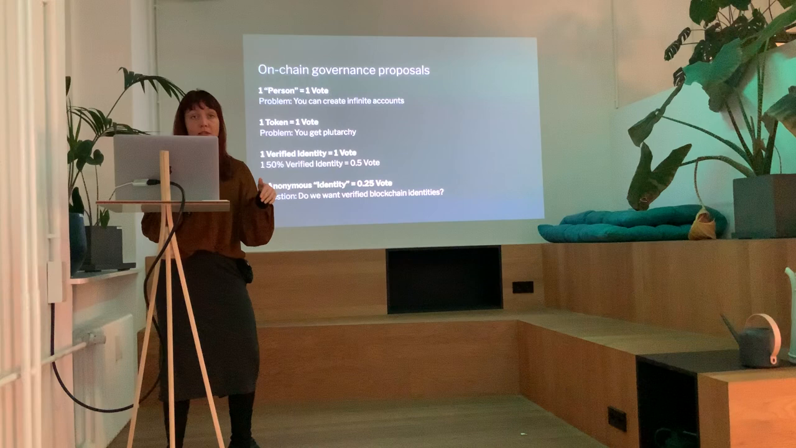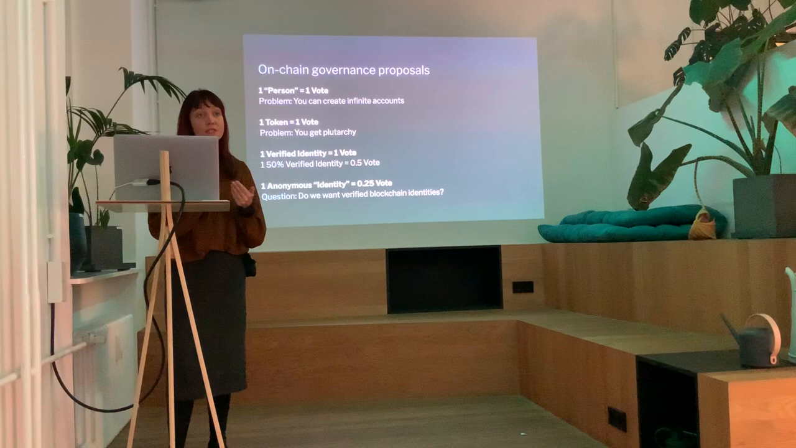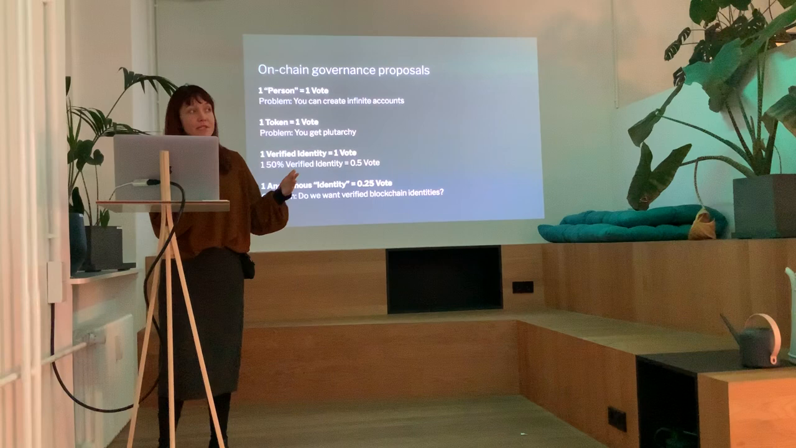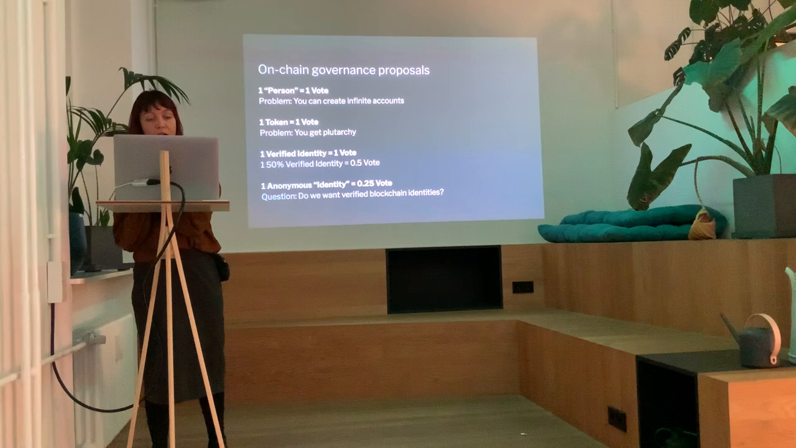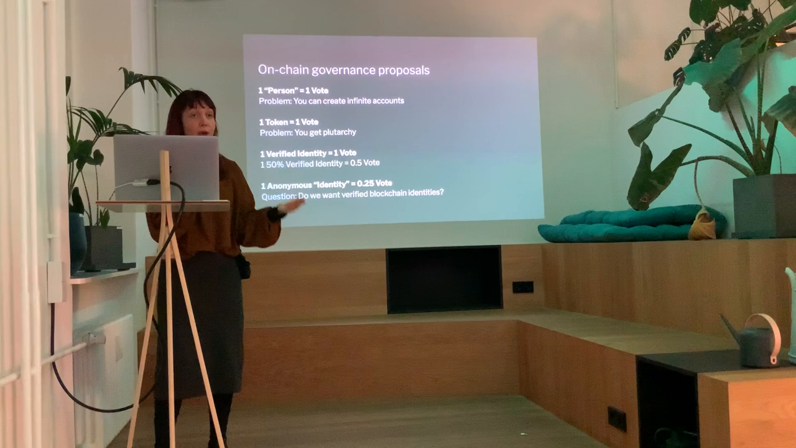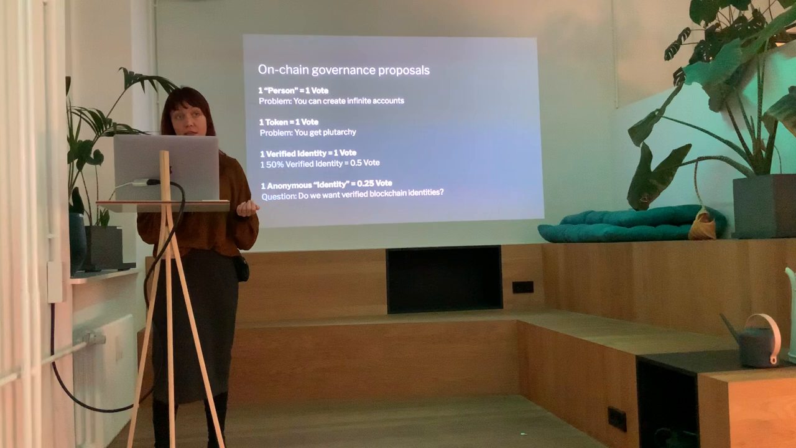And then, how do you fix the Sybil resistance problem, like people creating a ton of different identities? You could say you have to verify 50% of your identity with some identity documents, or there has to be some part of your identity that is public knowledge, and that would give you half of a vote. Or you could do a full vote as well, based on identity. And then there's also the question of anonymous identity: if it's less verified, do you have less power in the system? And then there's the question of whether we actually want digitally verified identities?